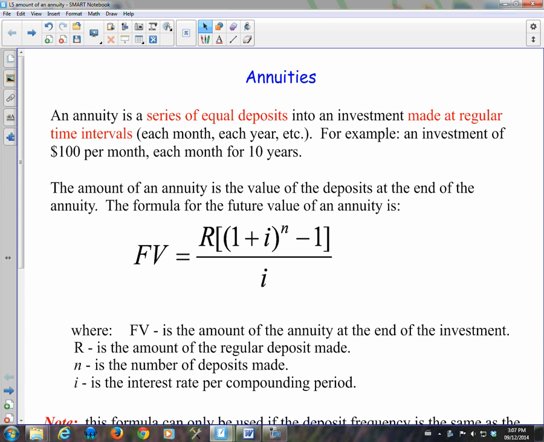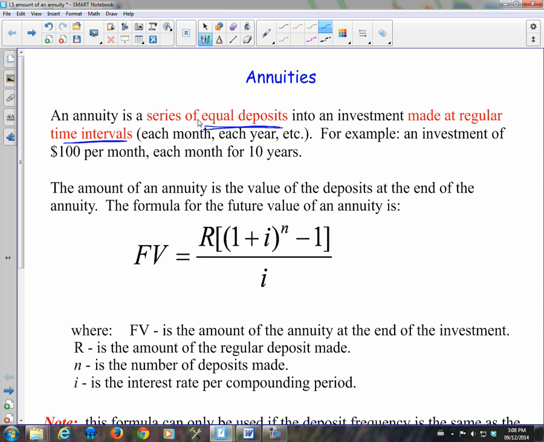An annuity is a series of equal deposits. So you're putting money into an investment made at regular time intervals. Each month, each year, each week. For example, an investment of $100 per month for 10 years. You're investing the same amount, $100, every month at a regular interval. So the amount of annuity is the value of all of those deposits, all of those contributions, at the end of the time frame. So at the end of the annuity.